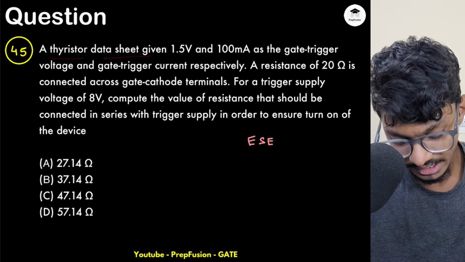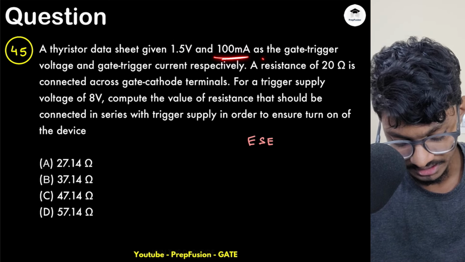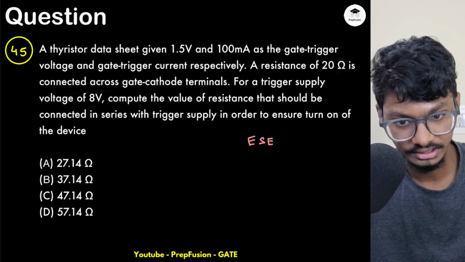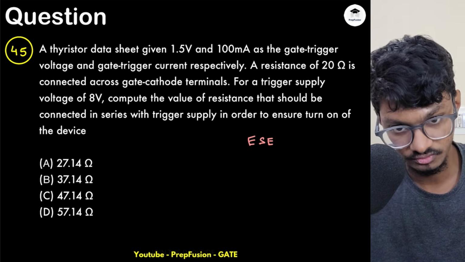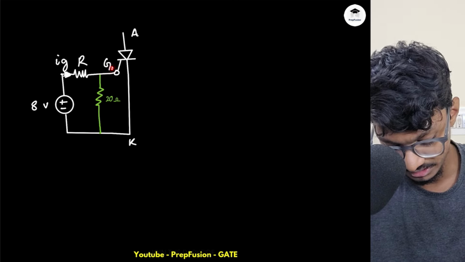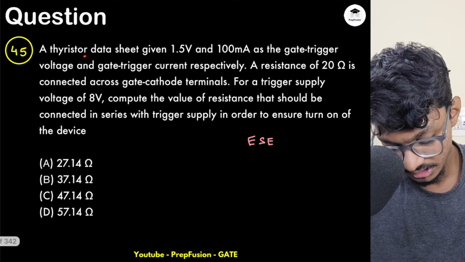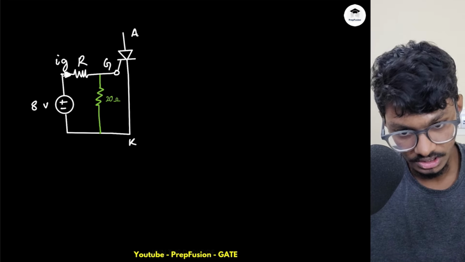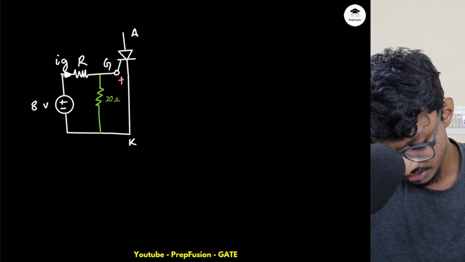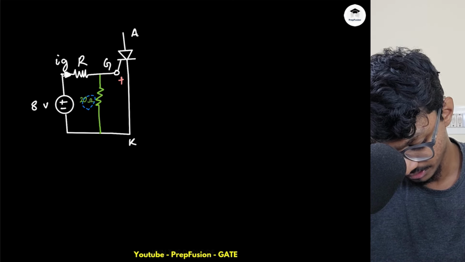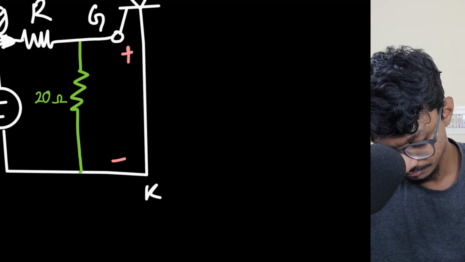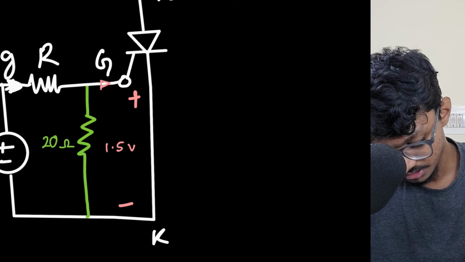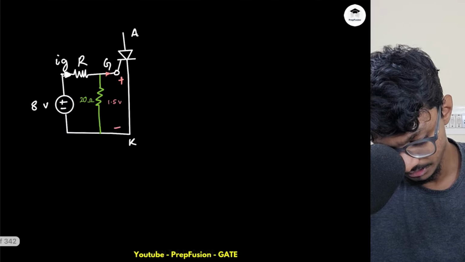A thyristor data sheet gives 1.5 volts and 100 milliamps as the gate trigger voltage and gate trigger current respectively. A resistance of 20 ohms is connected across the gate cathode terminals. I have already drawn the circuit. Across the gate cathode terminals, a resistance of 20 ohms would be present. So the gate trigger voltage will be 1.5 volts, and this current is 100 milliamperes, right? 100 milliamperes.